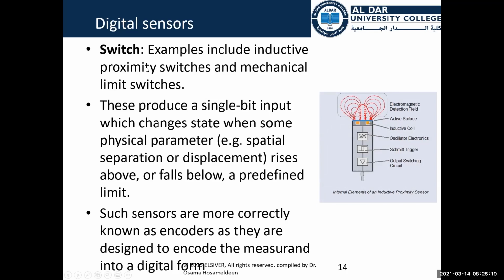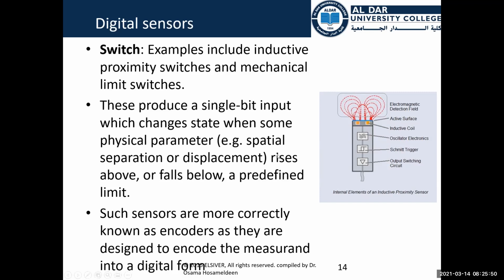So these are some kind of switches. They are inductive proximity switches. This means it has a magnetic field and it senses the proximity of an object, a nearby object, or neighboring objects, and can decide that some object is passing by the switch.